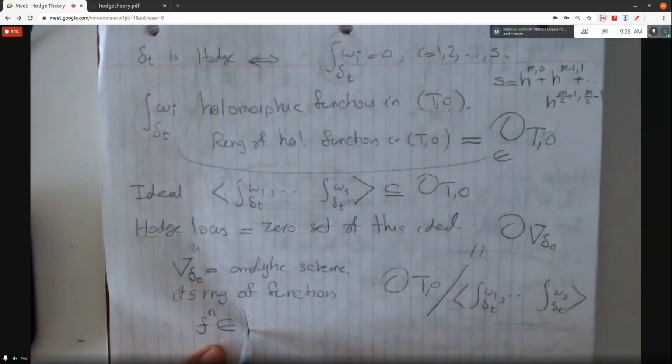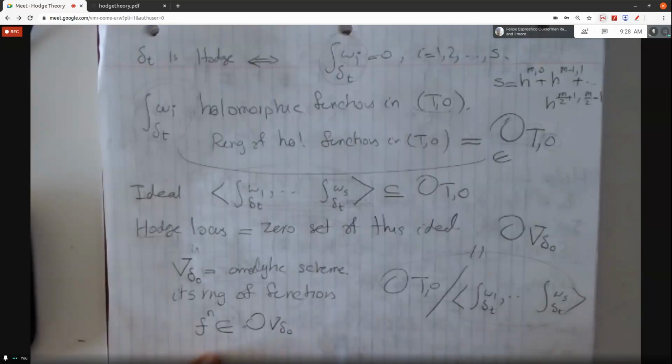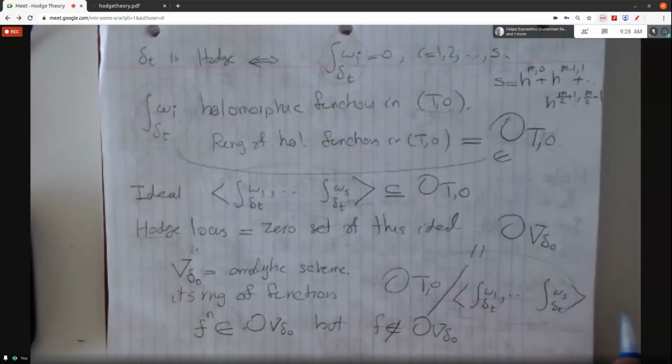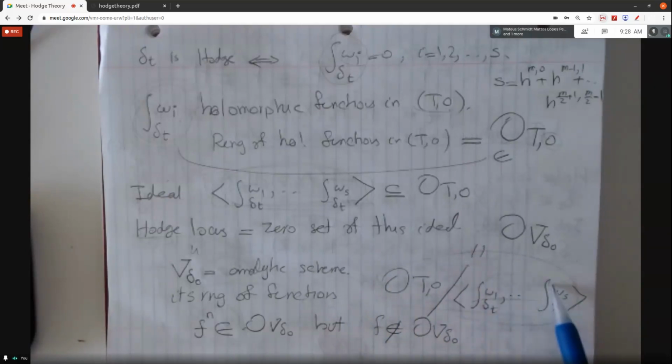It might happen that f^n belongs to the ideal, so f is nilpotent in O_{V_delta,0}, but f doesn't belong. So this ideal can be as bad as any other ideal in commutative algebra. And there is a reason why we consider this one, because we will get some information on the tangent space of this scheme. Okay, let me... no question.